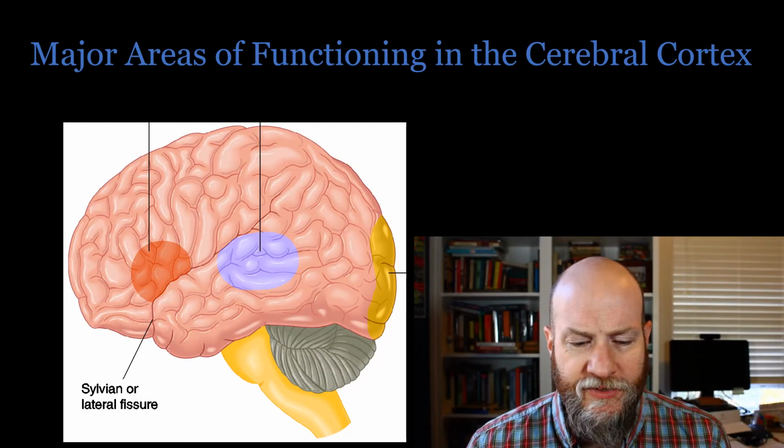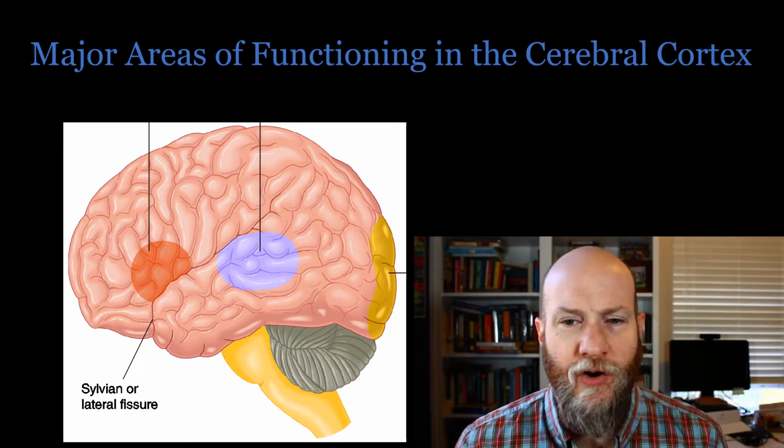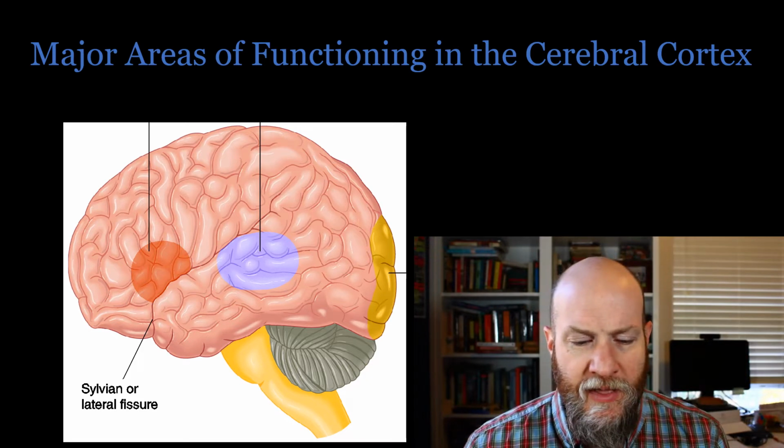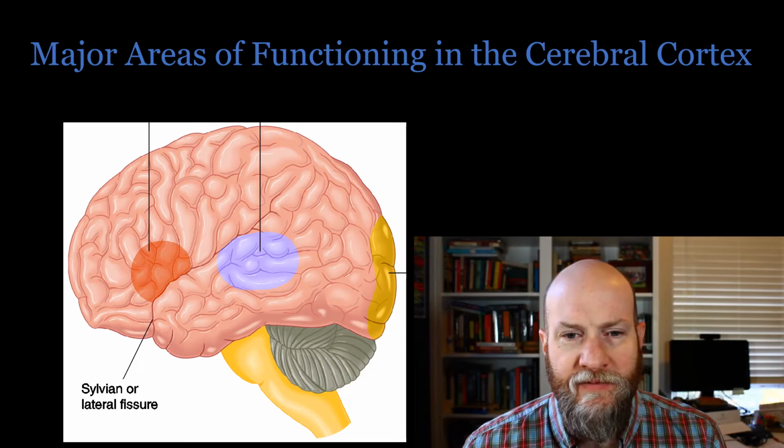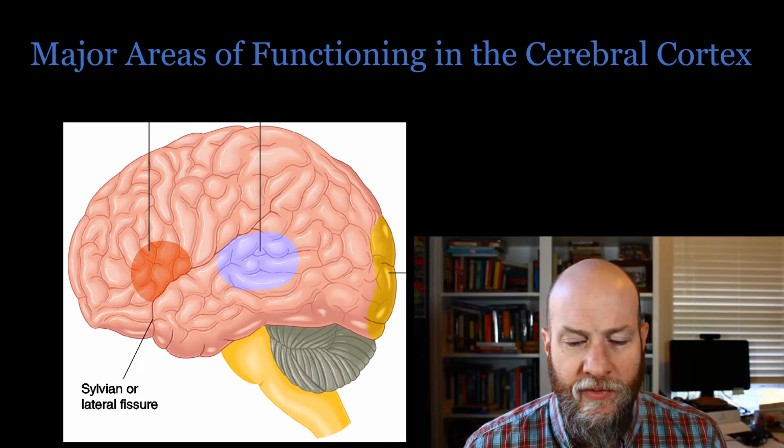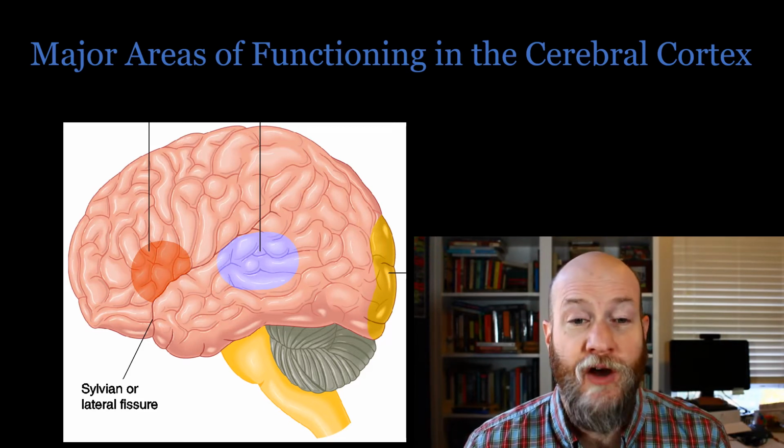So this is just a figure from your book, 13.1, of some major areas of functioning in the cerebral cortex. Unfortunately, it's got cut off a little bit in the presentation, but the idea is that Broca's area, which is lighting up here in blue, I believe, is one of the areas associated with auditory hallucinations, speech production, not comprehension.